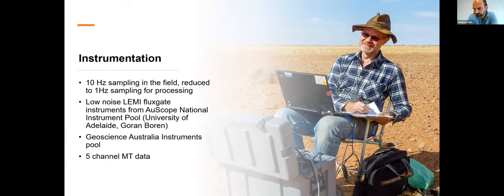And Geoscience Australia has Darren Key and Jing Ming, who are doing a similar job of providing the instrumentation in order to do that. So we're collecting 5-channel MT data, just standard really, 2 electric and 3 magnetic field components. And we recorded 10 hertz sampling in the field, and that gets reduced to 1 hertz sampling then for processing.